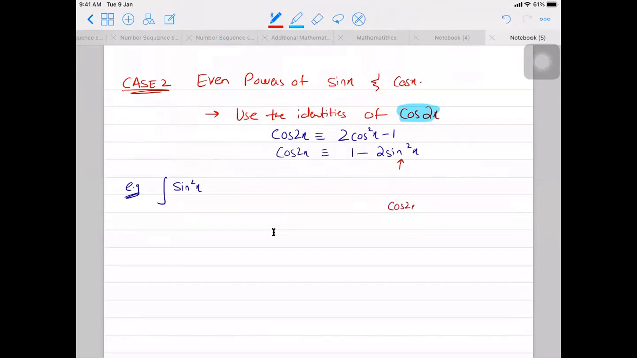So I'm going to use this cos 2x equal to 1 minus 2 sine square x, and I'm going to make sine square x the subject. So 2 sine square x is going to be 1 minus cos 2x, and sine square x is going to be 1 minus cos 2x upon 2. Okay, 1 minus cos 2x upon 2. So I'm going to replace sine square x with 1 minus cos 2x upon 2.